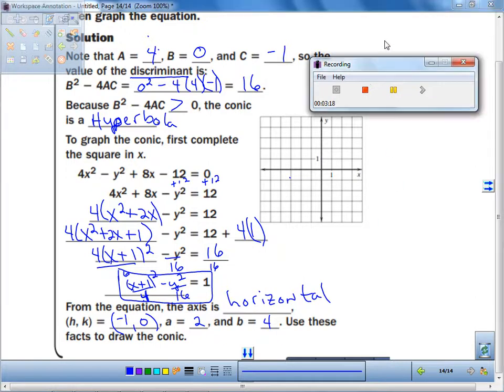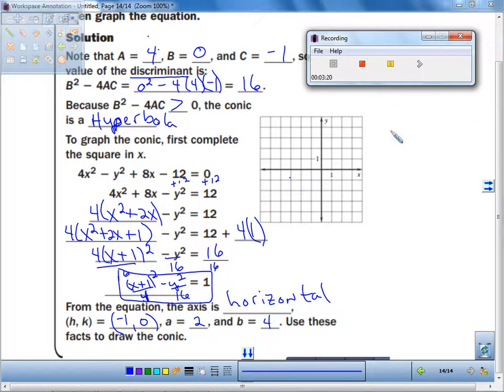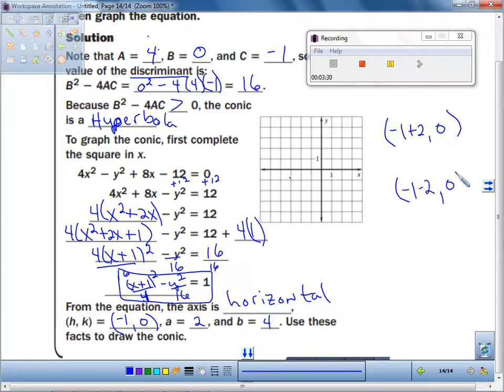So let's come up with our 4 points. For the first one, I'm going to take -1 and add 2 to it, leaving the y alone. Then I'm going to do the same thing, but subtract. So what we end up with for our ordered pairs is 1, 0 and -3, 0. I'm going to go ahead and plot those. So I'm going to go to -3, 0. That gives me one of my points. Then 1, 0 puts us here.